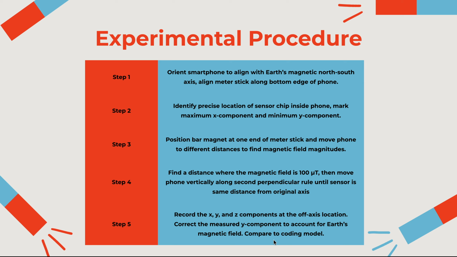So the procedure began by orienting my smartphone to align with Earth's magnetic north-south axis to minimize the interference, and then I identified the precise location of the magnetometer sensor inside the phone and positioned the bar magnet on a meter stick and recorded field magnitudes at various distances. And then for the off-axis part of the lab, I moved the phone both horizontally and vertically to measure the field at a 45-degree angle to correct for Earth's background field in the final calculations.